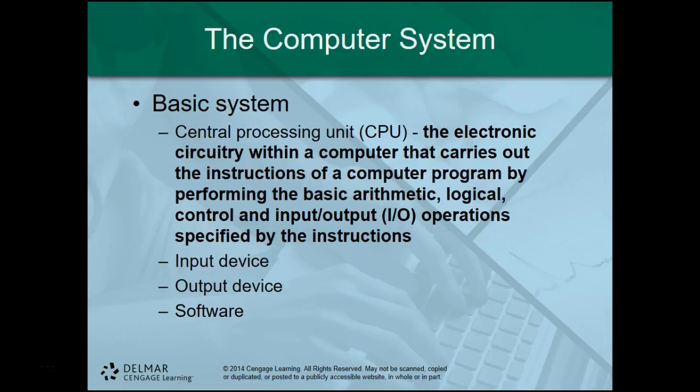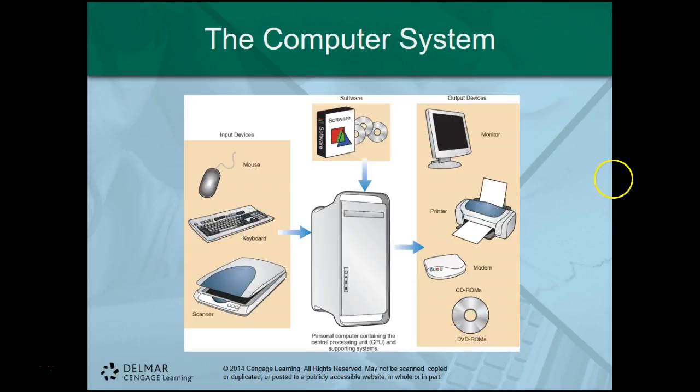The CPU is the electronic circuitry within a computer that carries out the instructions of a computer program by performing the basic arithmetic, logical control, and input and output operations specified by the instructions. Then we have input devices, output devices, and software, and we're going to talk about those in just a minute. This is a nice picture that shows you how each of the four components relates to one another. We have the CPU in the middle here.